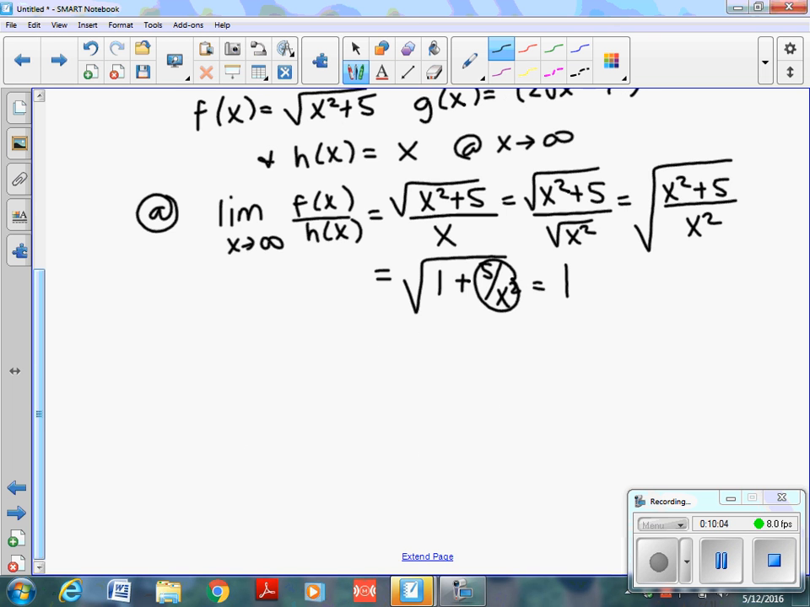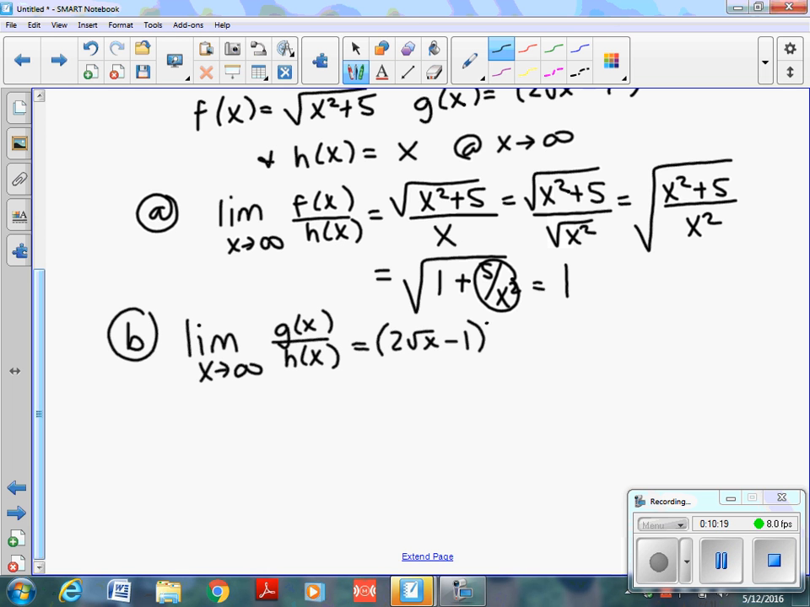Okay, now the next part, I'm going to do the limit as x approaches infinity of g of x over h of x. And that is going to be 2 square root of x minus 1 squared all over h of x, which is x. Okay, how do you make them both squares? You go 2 square root of x minus 1 squared, but how do you make this using squares? All you do is put the square root of x squared, and that makes exactly x. Now that they're both squared, I can write it as 2 square root of x minus 1 all over the square root of x.